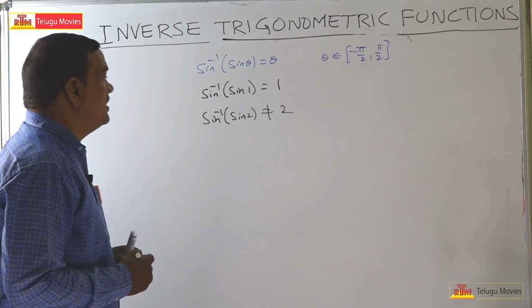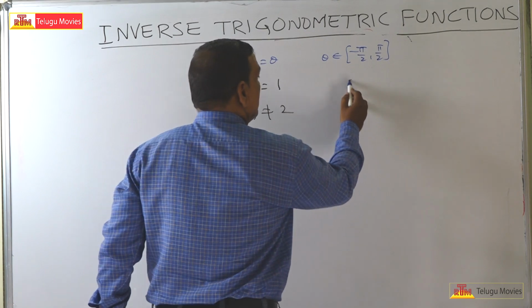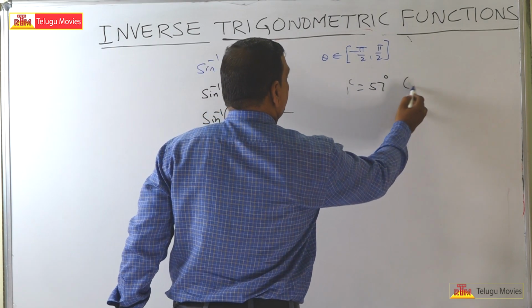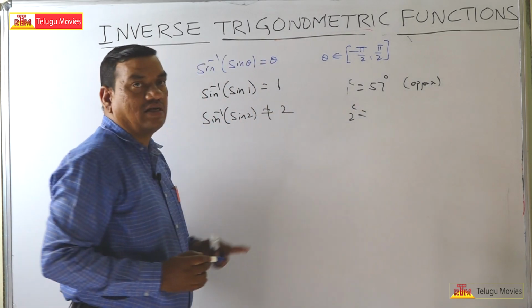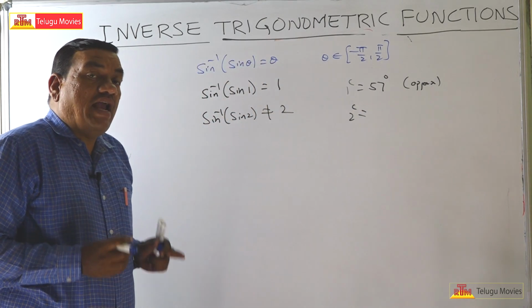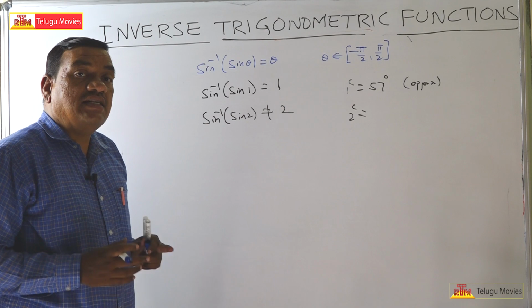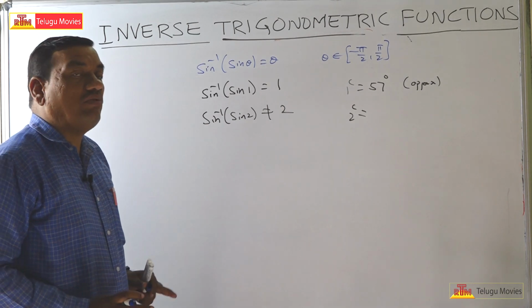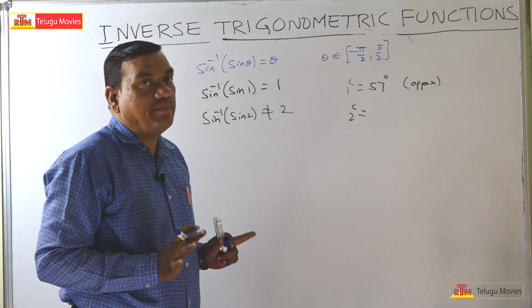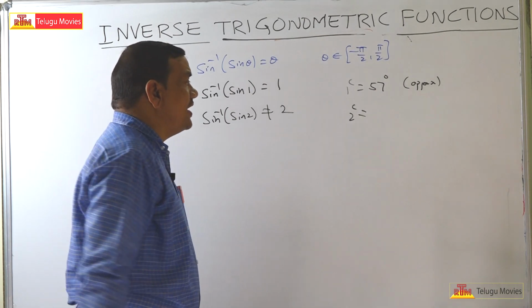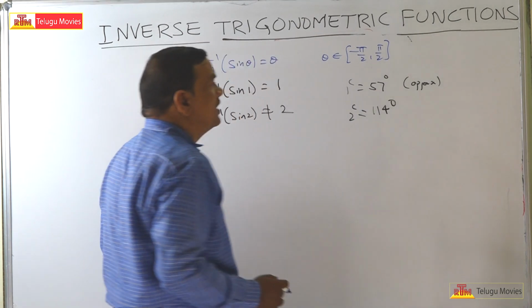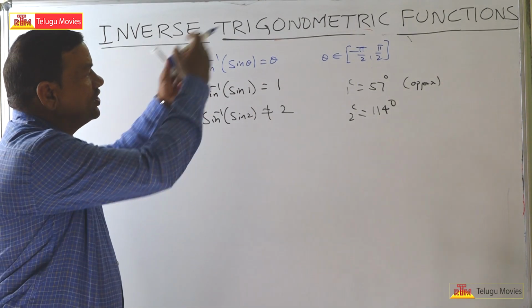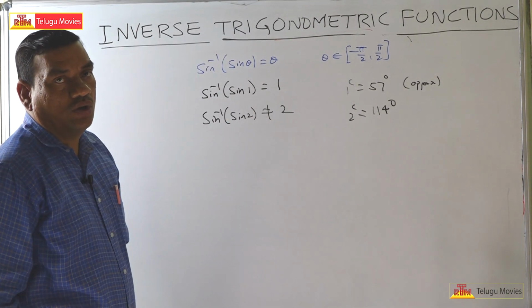Because see here, 1 radian means 57 degrees, of course it is an approximate value. For 2, I have already given that if any unit of angle is not mentioned, that value will be treated as a radian measure. So 2 radians means how much? This is 114 degrees approximately. Therefore, it crosses pi by 2.